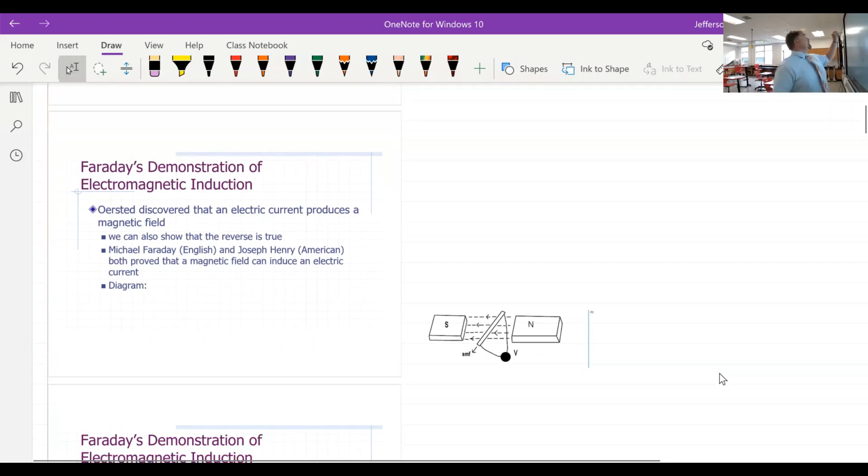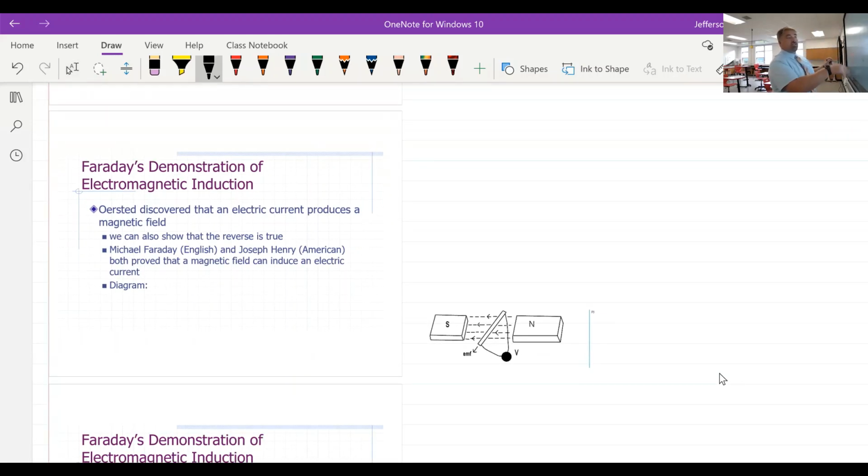Now, the diagram we're going to use is very similar. I'm going to use one like this that's over in the corner, but I also want to draw another one. If I have my bar magnets, so I have my magnetic field going across.